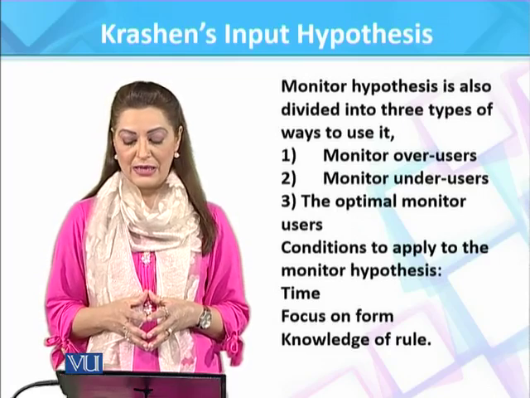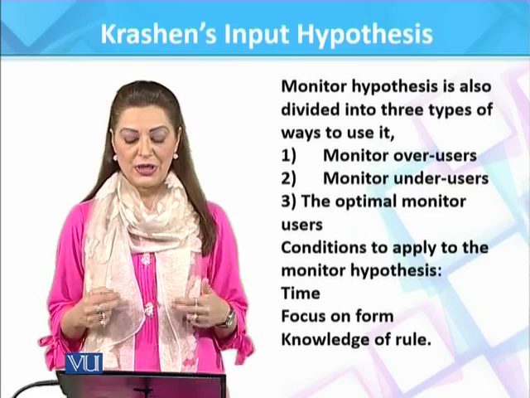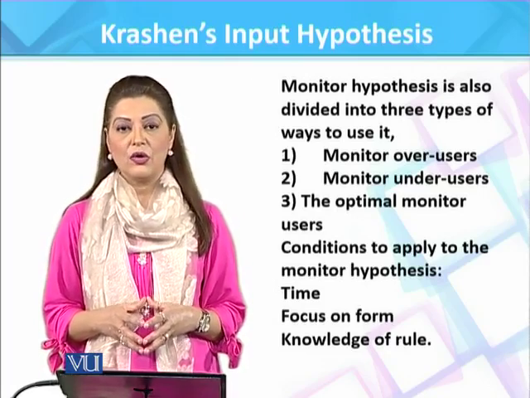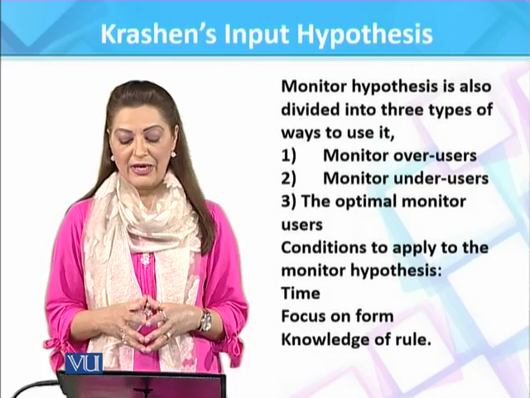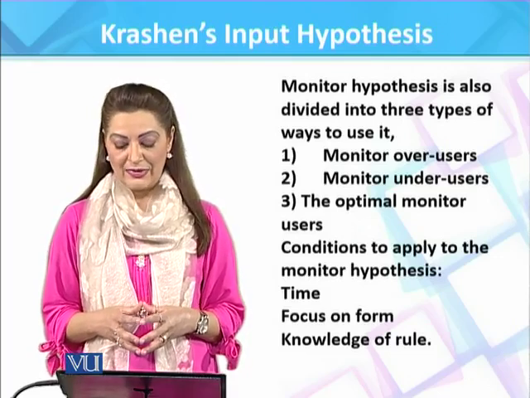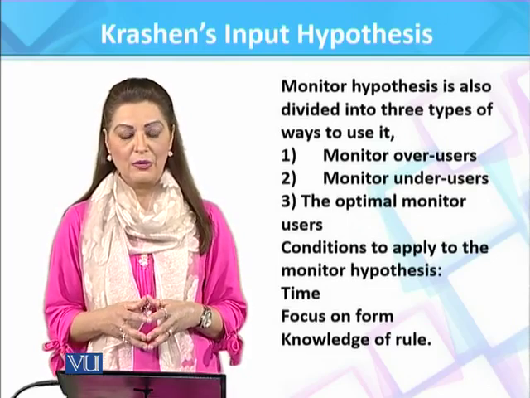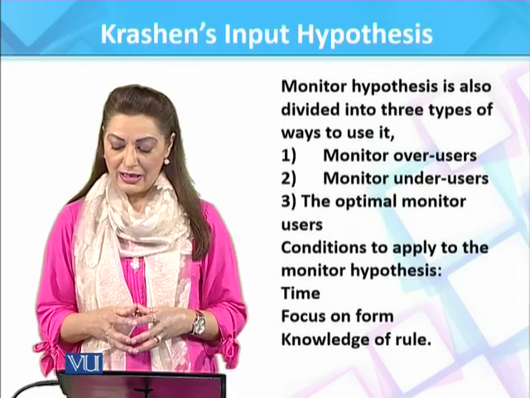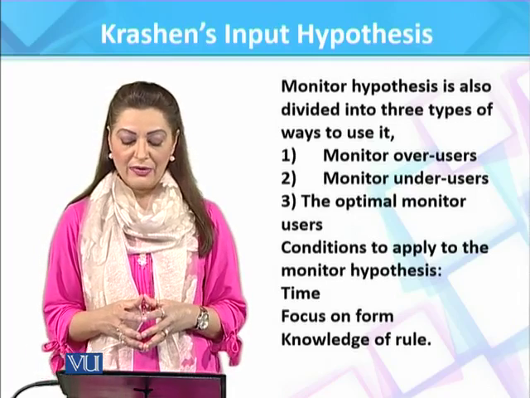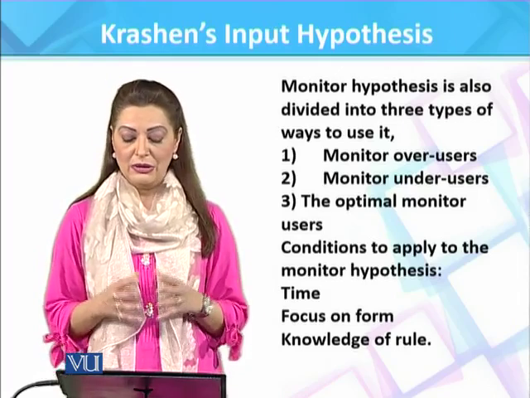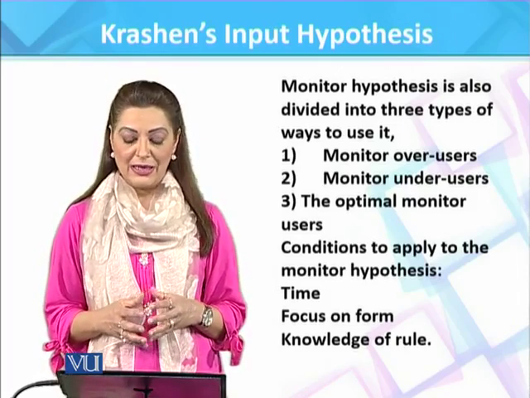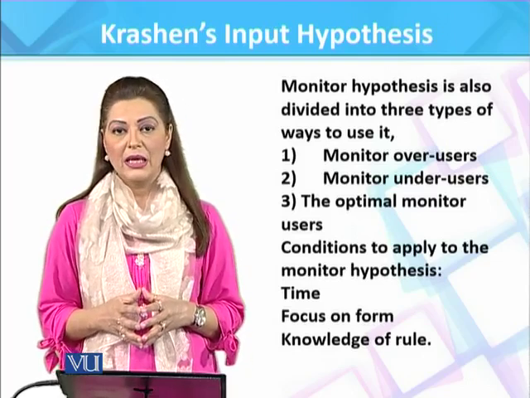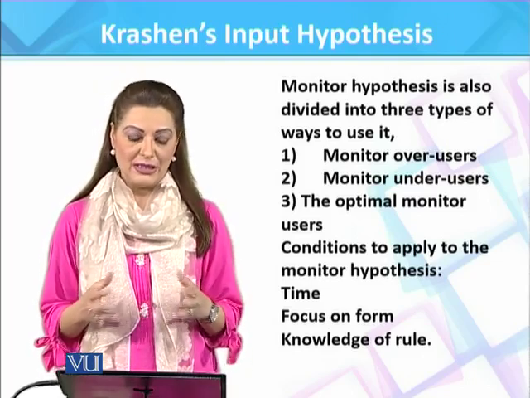The monitor hypothesis is also divided into three types of ways to use it. We have monitor overusers, monitor underusers, and the third is the optimal monitor users. Monitor overusers are learners who focus a lot on acquiring grammatical rules, and the monitor is in use all the time. This affects the fluency of the learner.